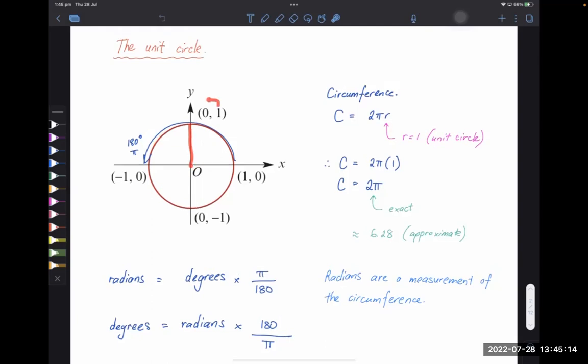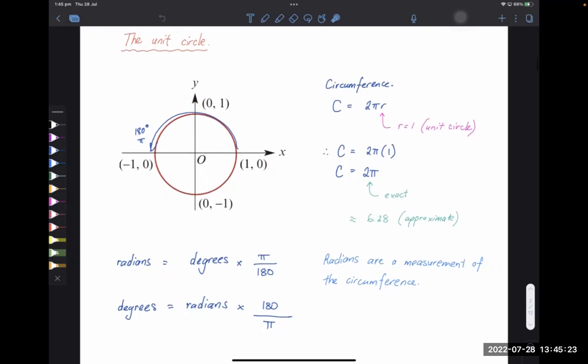And you can see here that the coordinates are labeled as well for each of these 4 points because they're easy to measure. Now, when we look at the circumference of the circle, the circumference is the length of the entire circle. If we use the circumference equation, that's 2 pi r, we know that the radius is equal to 1 because, again, it's the unit circle. So the entire circumference is 2 pi.